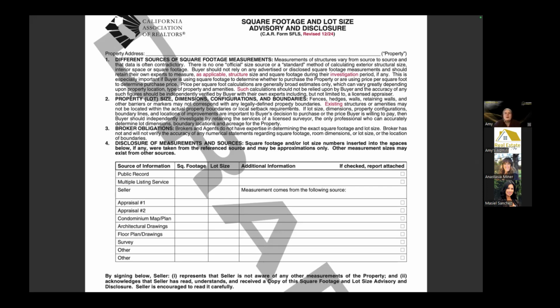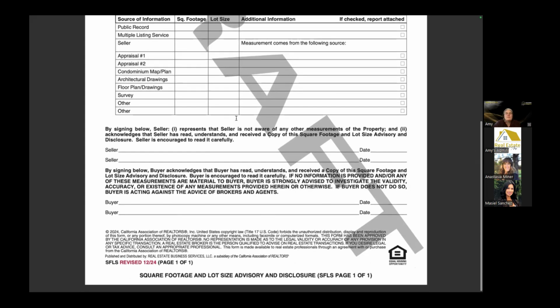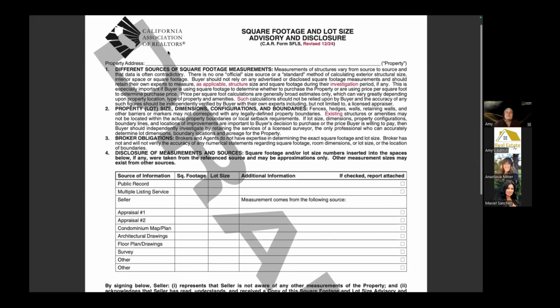And then down here, property size, existing structures or amenities may not be located within the actual property. So they just added existing. So those are the only changes to that form. Super simple. They just added some clarifying words.